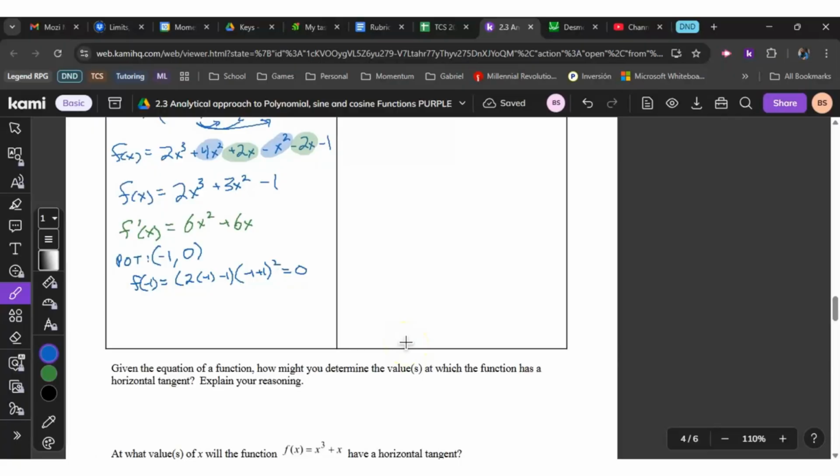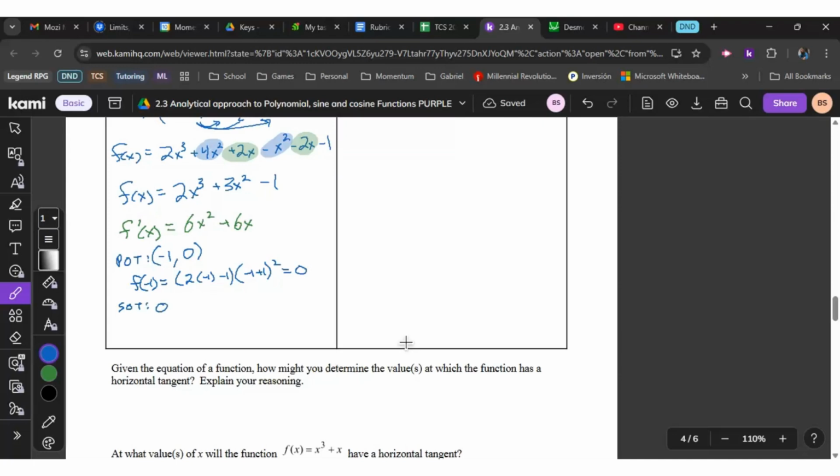All right, now I need to find f prime of -1 for my sot. So I'm just going to plug -1 into here. -1 squared is? Positive 1 or -1? Positive 1, good. So that gives me 6. 6 times -1 is -6. What's 6 minus 6? So my slope is 0.